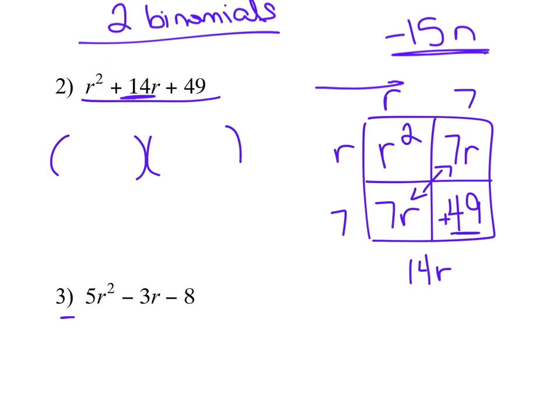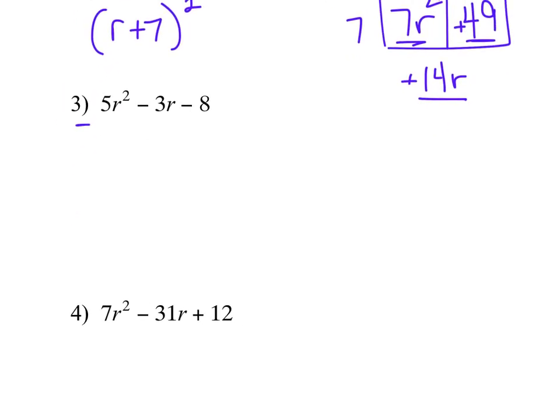7 times 7 is 49. 7 plus 7 is 14, positive 14. So that's our answer. It's r plus 7, r plus 7. And be aware that we can write it like so. All right. Now we get one like this.